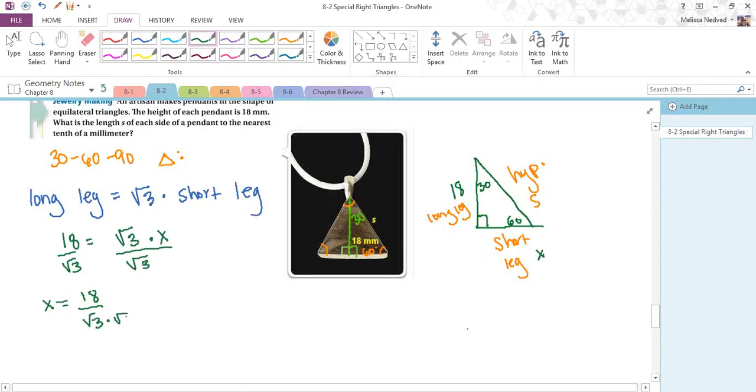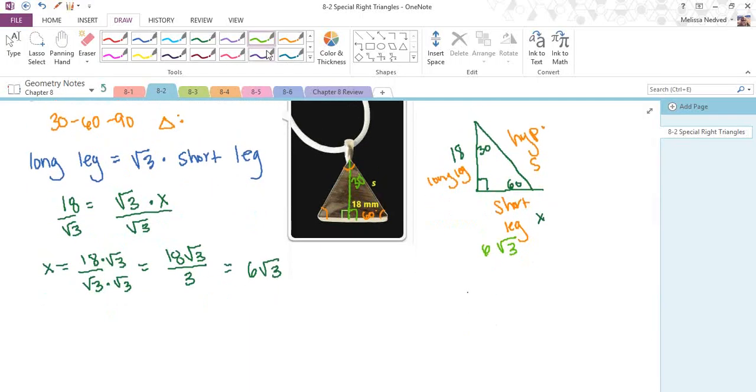And just like we have before, we want to rationalize that denominator, which gives us 18 times the square root of 3 all over 3. And if you can, reduce your integers. 18 divided by 3 is 6, so my final answer is 6 root 3. So my short leg has a length of 6 times the square root of 3.